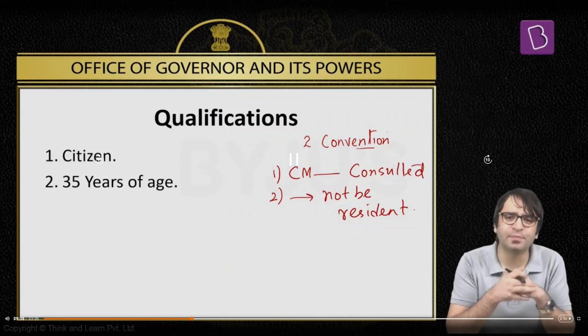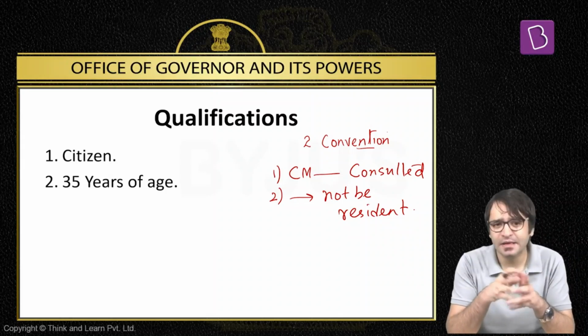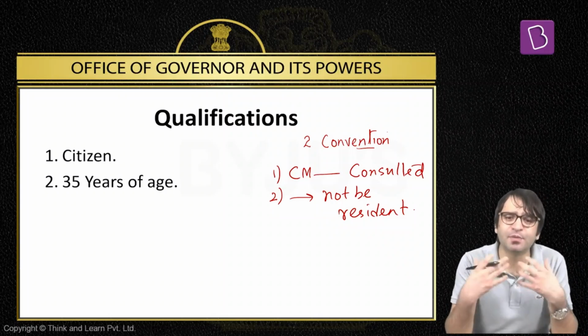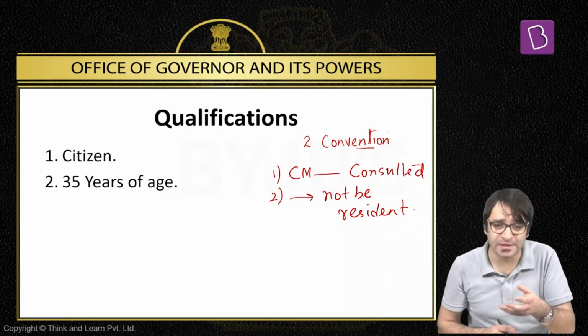For example, the governor to Bihar was appointed, and the chief minister was not consulted. The governor to Karnataka was appointed, Mr. Bala, who was previously the speaker of the Legislative Assembly of Gujarat. The chief minister got to know from the media, from the press, that Mr. Bala has been appointed as the governor of Karnataka. And there was one instance when a governor to Karnataka was appointed and he was a resident of Karnataka.